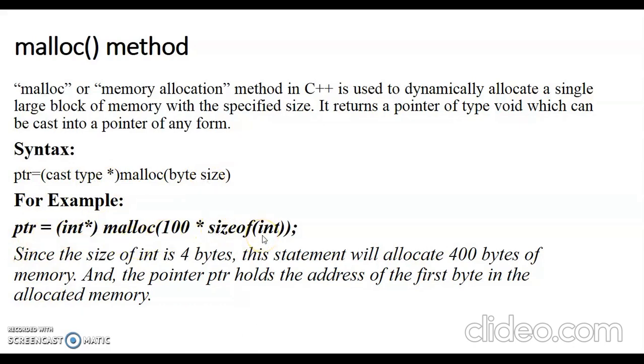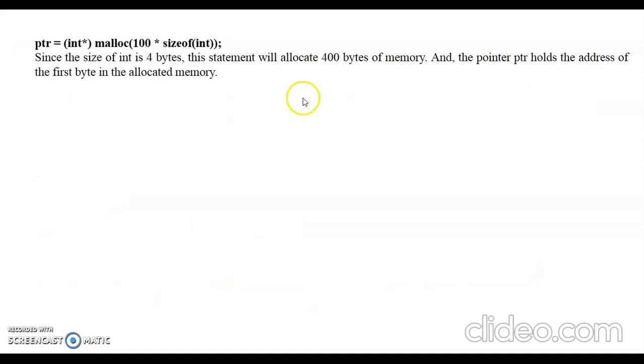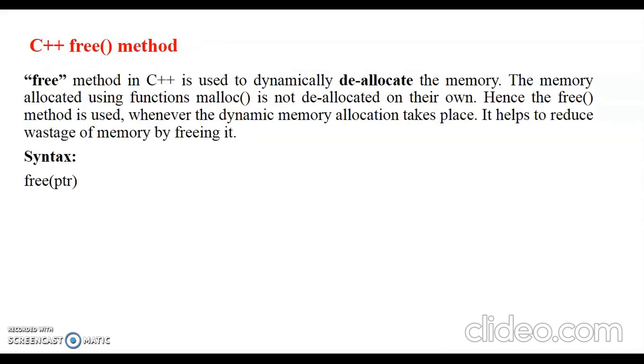So what is the size of int? Size of int is 4. So it reserves 400 bytes. Since the size of int is 4 bytes, this statement will allocate 400 bytes of memory, and the pointer ptr holds the address of the first byte in the allocated memory. So if I write ptr equals int asterisk malloc 100 into sizeof int, it gives 400 bytes of memory, and the pointer holds the address of the first byte of the memory location.